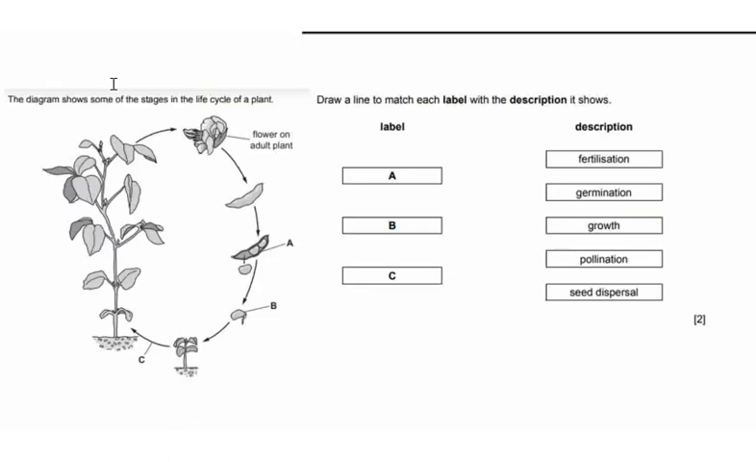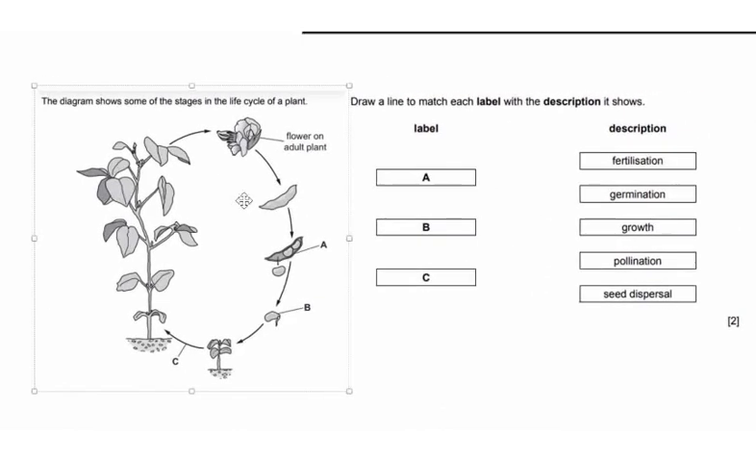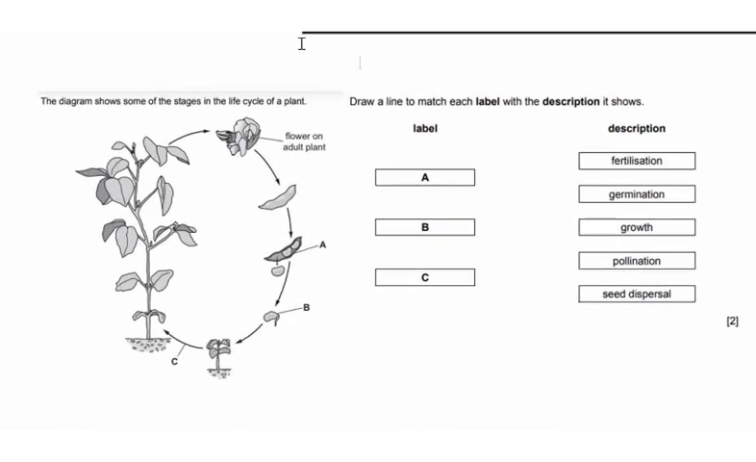Question number 3. The diagram shows some of the stages in the life cycle of a plant. There is A, B, C, and then let's see the question. Draw a line to match each label with the description it shows. Label A, B, and C. Description: fertilization, germination, growth, pollination, seed dispersal. 10 seconds from now.